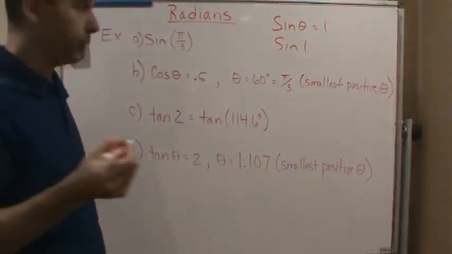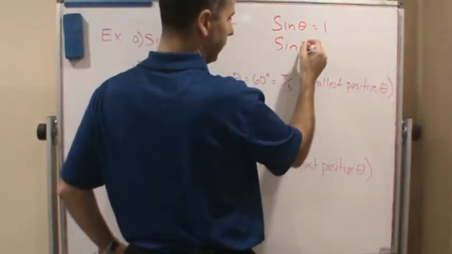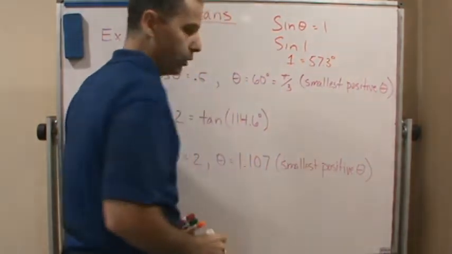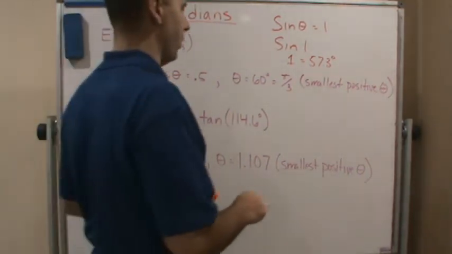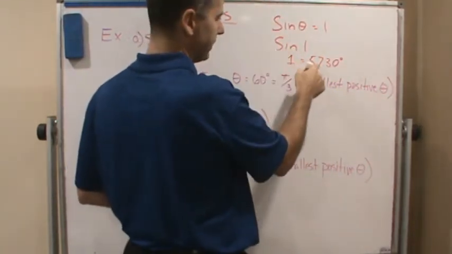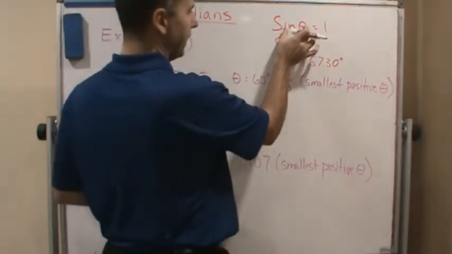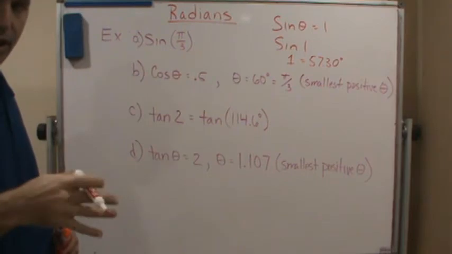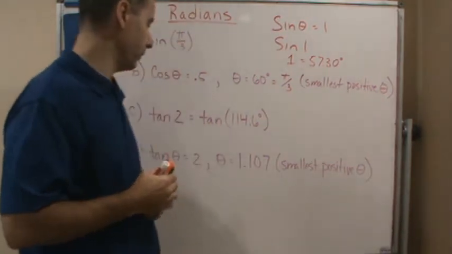One of the things to remember is 1 radian is equal to approximately 57.3 degrees. So you're going to want to remember that, and that's what this is. So sine of 1 is basically the same as sine of 57.3 degrees. And the sine of what angle equals 1? Well, that's going to be 90 degrees. So again, make sure you know those relationships. It'll make things easier.